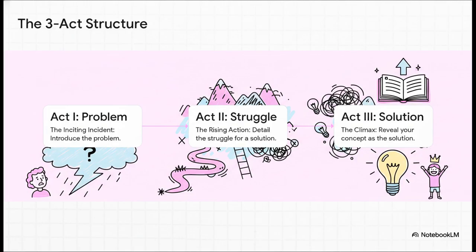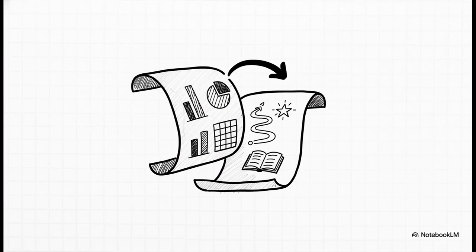This structure is a classic for a reason. It just works. In Act 1, you start with the problem, the inciting incident. But you have to introduce a problem that your audience genuinely cares about, something they can connect with. That's your hook. Then, in Act 2, the rising action, you build the tension. You walk them through the struggle, the failed attempts, the hunt for an answer. And then finally, Act 3. That's the climax, the resolution, the big payoff, where you reveal your idea as the ultimate solution that solves that initial problem. But here, right here, is where this protocol gets really interesting and powerful.